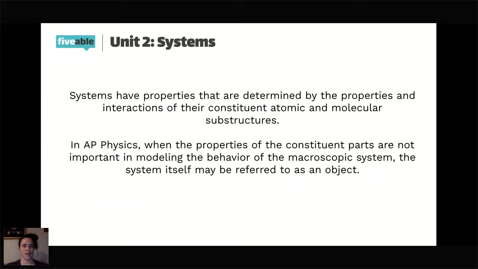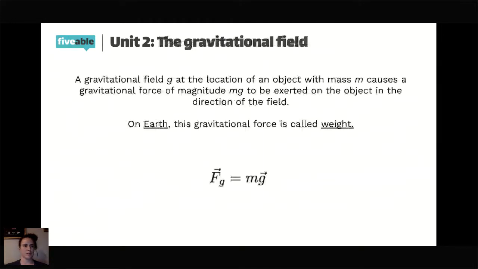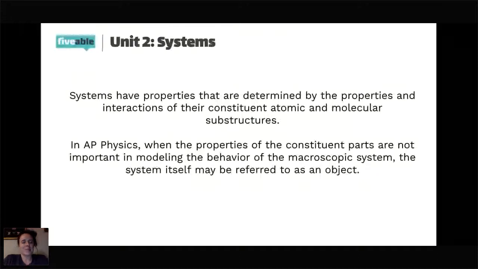Alrighty. Next up in Unit 2 is the gravitational field. Gravitational field, you don't get it. Okay, cool. Thank you for telling me.